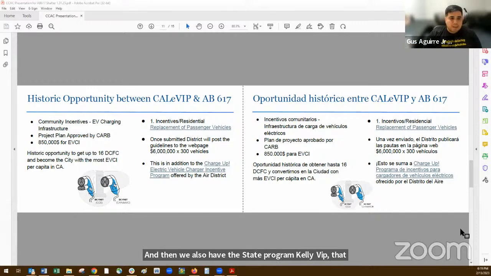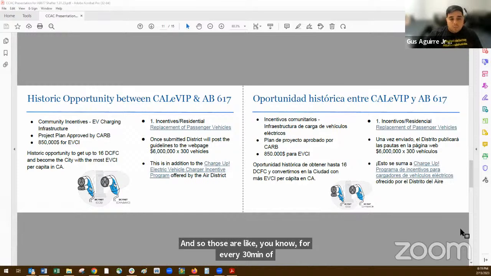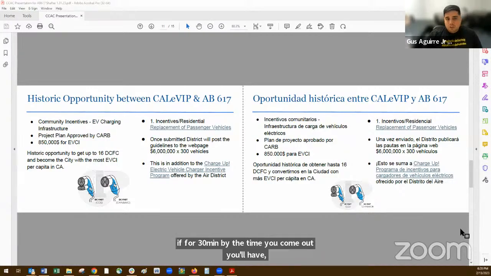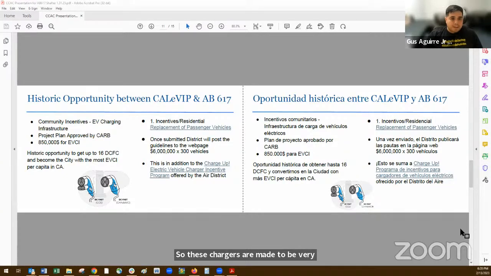And so, just doing some basic breakdowns, this program is made specifically for level 3 chargers. For every 30 minutes of charging, you get triple what you would get from an overnight charge in your house, right? So these are level 3 chargers, DC fast chargers, as we will often be calling them. If you run into, say, a clinic for 30 minutes, by the time you come out, you'll have 100 miles plus of travel time, right? So these chargers are made to be very fast, to maximize opportunity. Probably not something you're going to have in your household, because in your household you could do overnight charging, but this is something you might see in community centers, in libraries, or in other spots, right?